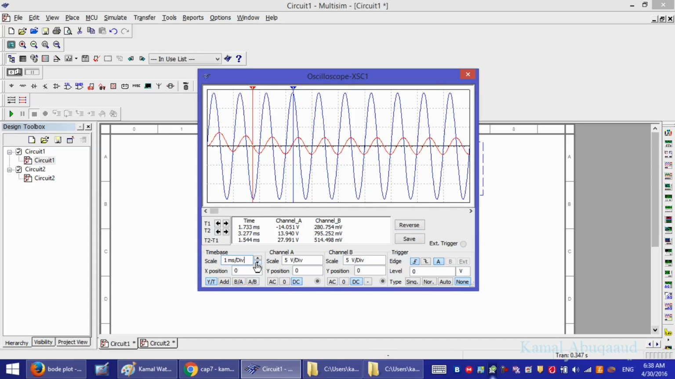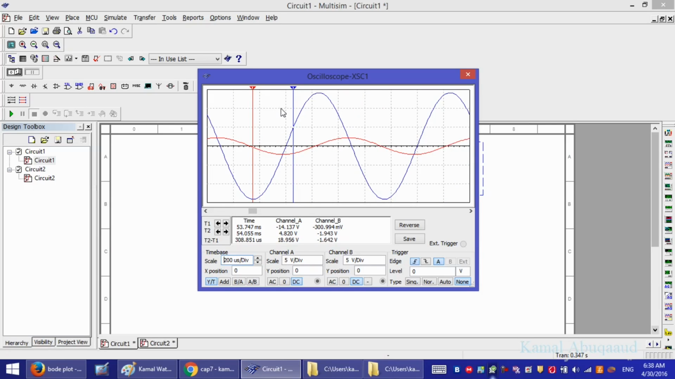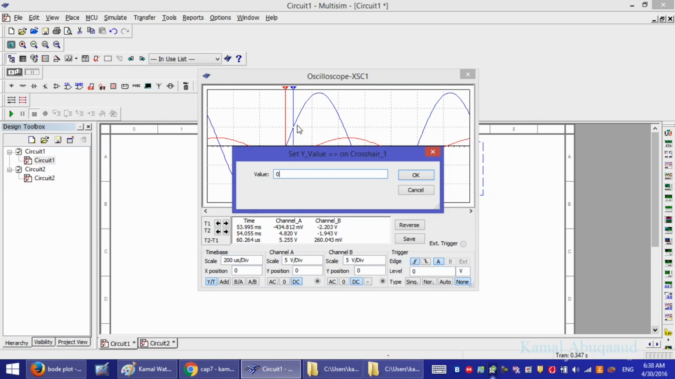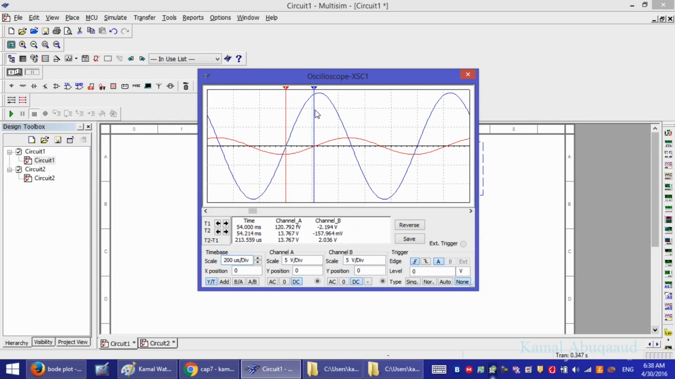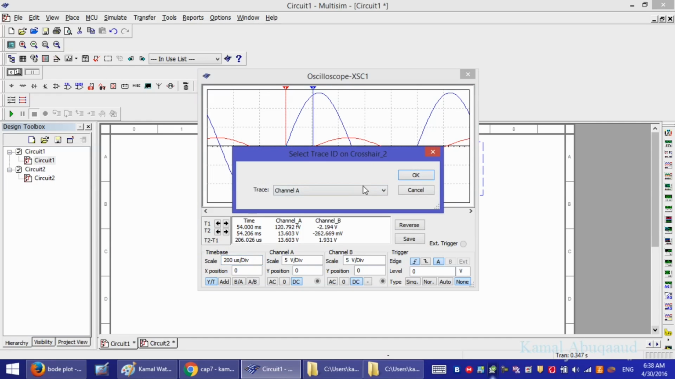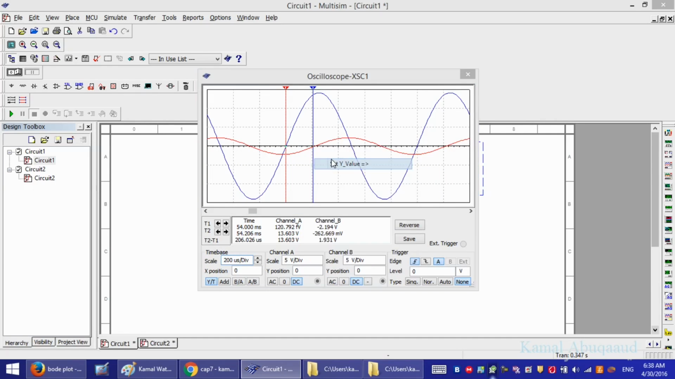Now let's adjust the time per division so we can measure the phase shift between these two waveforms. To measure the phase shift, I will move one of the cursors to the beginning of the input voltage by selecting the cursor and adjusting the Y value to 0, and then change the channel to channel B so we can move the cursor on the other waveform and do the same thing, set the Y value to 0.